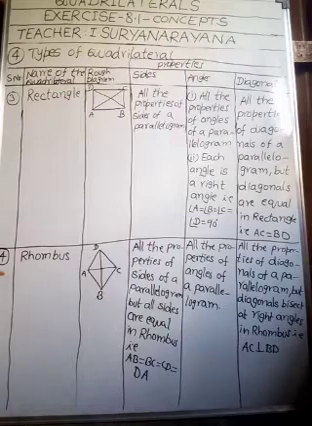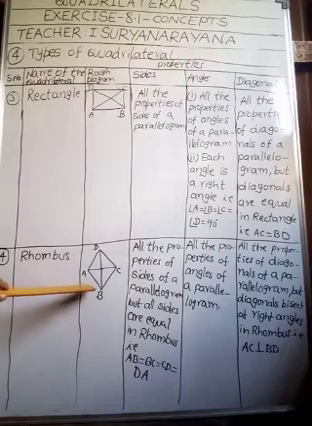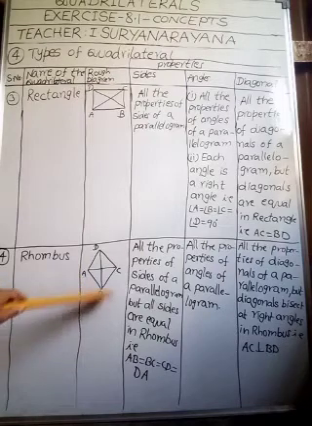Right. Now come to the next type of quadrilateral, that is rhombus. This is a rough diagram of a rhombus, A, B, C, D.